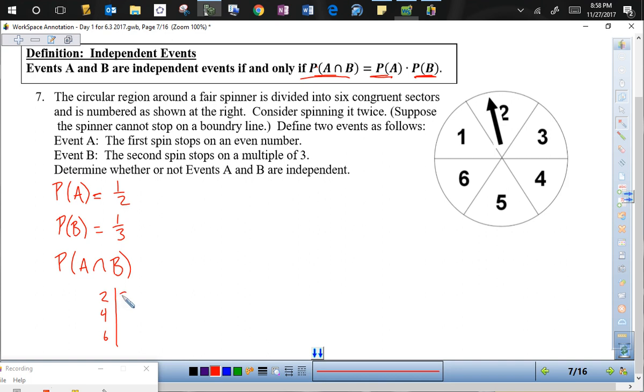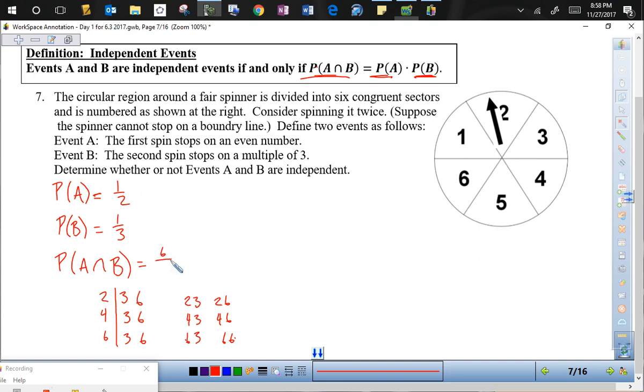So I could have a 2 then a 3, or a 2 then a 6, and that would be considered successful. Very similar, a 4 and a 3, or a 4 and a 6. A 6 and a 3, or a 6 and a 6. This stem and leaf plot that I've got going on here really represents the spins 2, 3, 2, 6, 4, 3, 4, 6, 6, 3, 6, 6. So there's 1, 2, 3, 4, 5, 6 events that are considered successful.